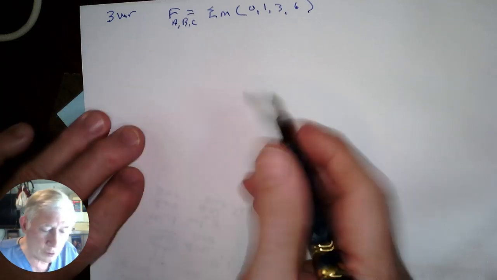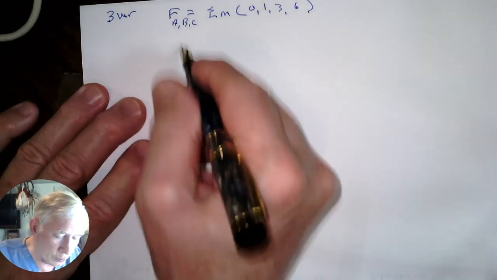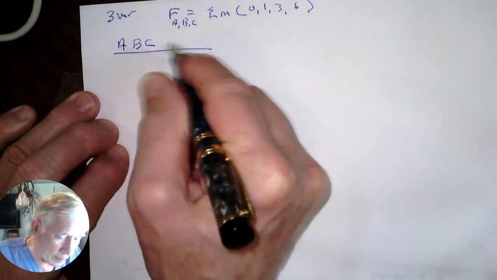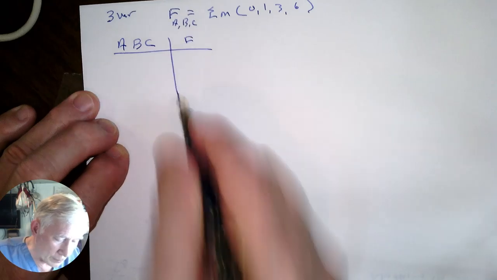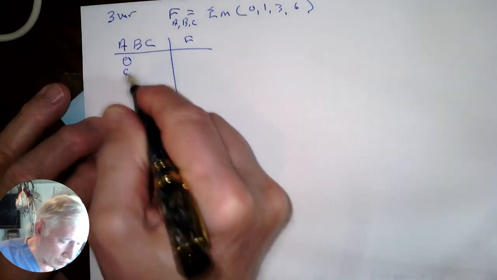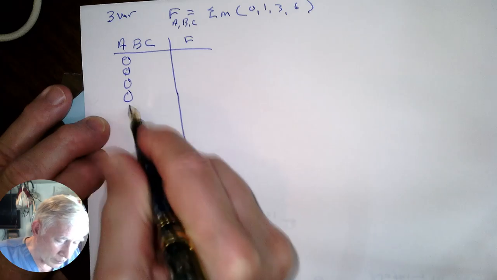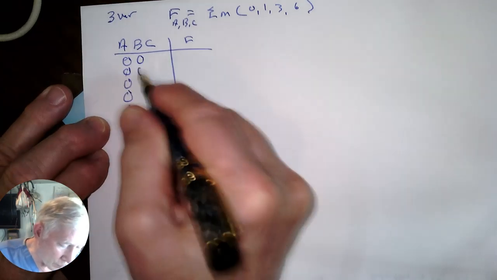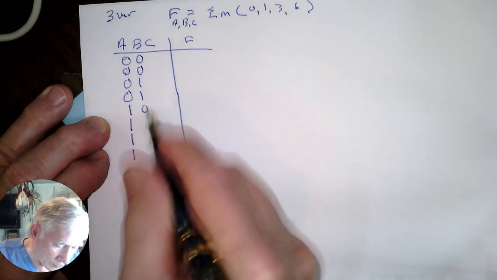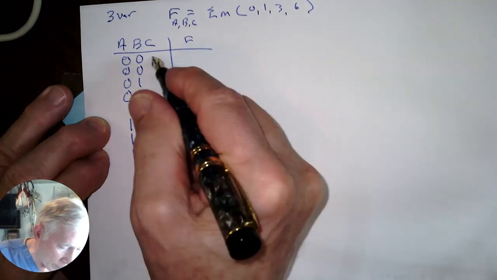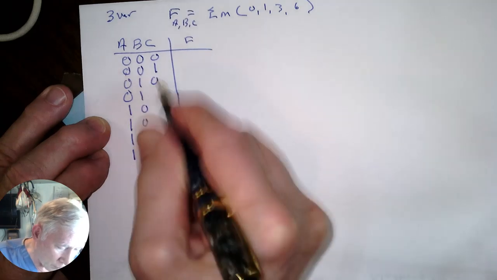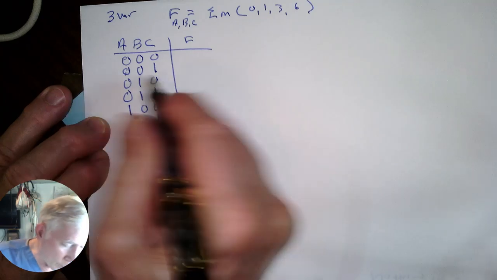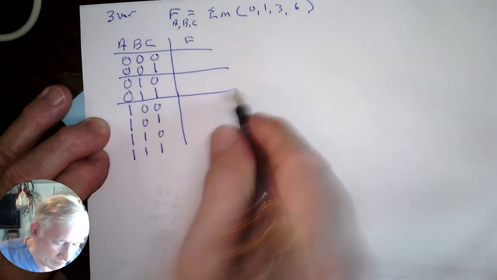Well, the first thing we do is do a truth table. So we do A, B, C, and we do our output F. We'll make this big enough. 1, 2, 3, 4, 1, 2, 3, 4. And then 0, 0, 1, 1, 0, 0, 1, 1. And then 0, 1, 0, 1, 0, 1, 0, 1. Now we're going to divide it into pairs of rows.